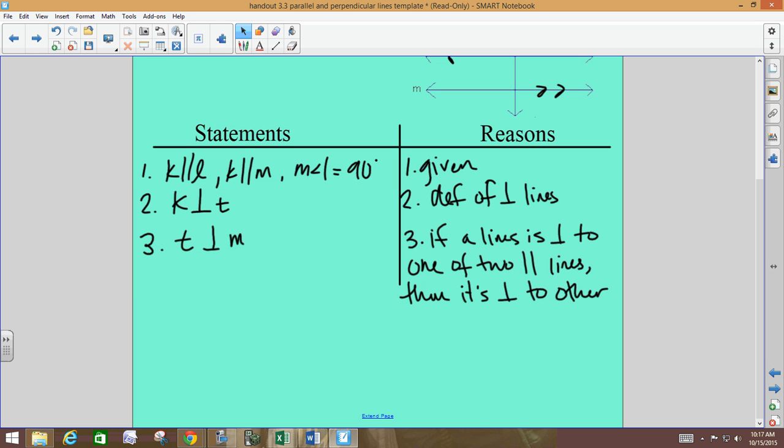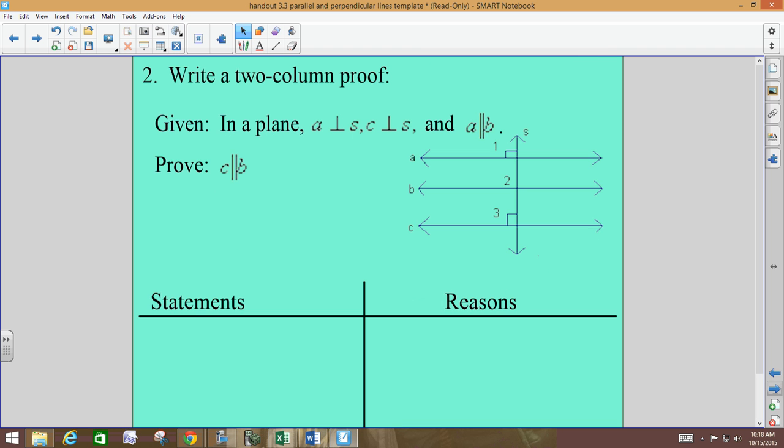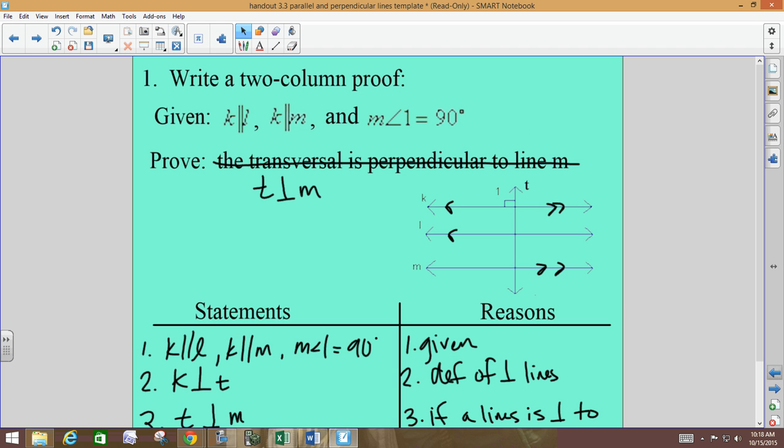Okay, next proof. No, Rashid just asked that. No. Because they're two different geometry books, so they just number the theorems differently.